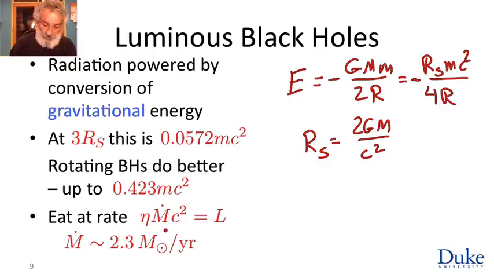We need a rate of feeding for this black hole such that the efficiency times the rate at which it eats matter is equal to the luminosity, and we know our luminosity, 10 to the 13 solar luminosities, equates to eating matter at the rate of about 2.3 suns a year.